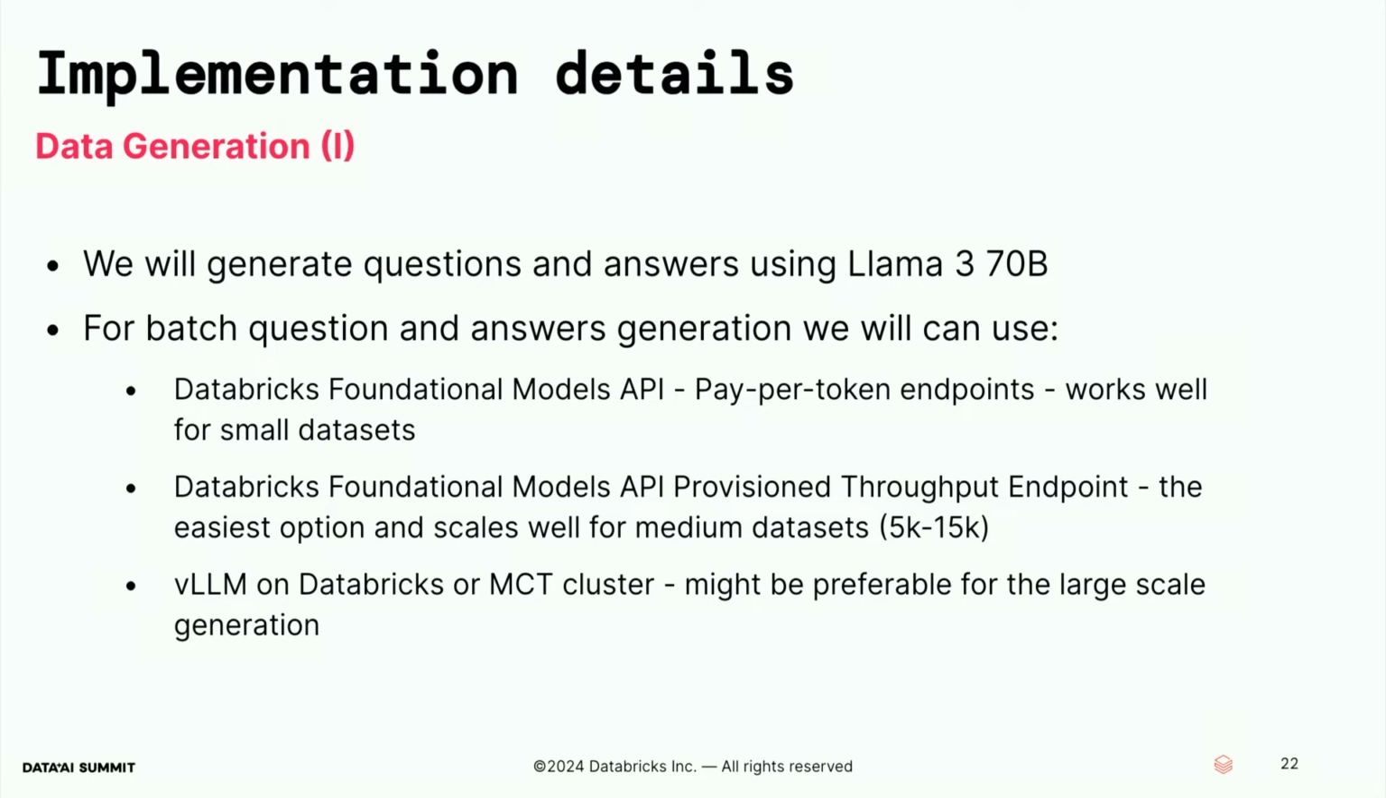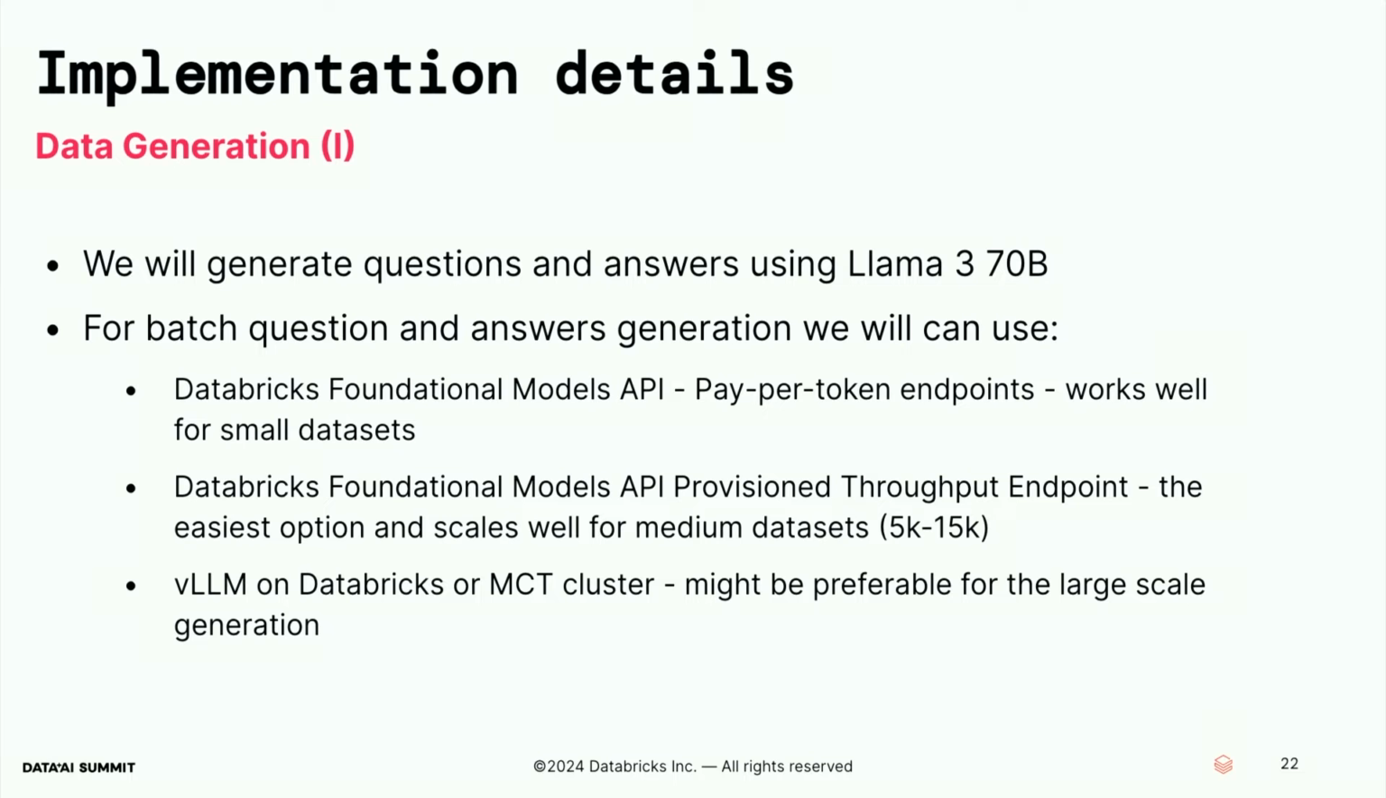Okay, now let's talk about data generation. As I mentioned, we will generate questions and answers using Llama 3 70B. For this batch question-answer generation, we can use multiple approaches. If we don't need a very big data set, we can use the Databricks Foundation Model APIs. We can use pay-per-token endpoints, and they are really fast. It's very easy to use them and generate the data with that approach.